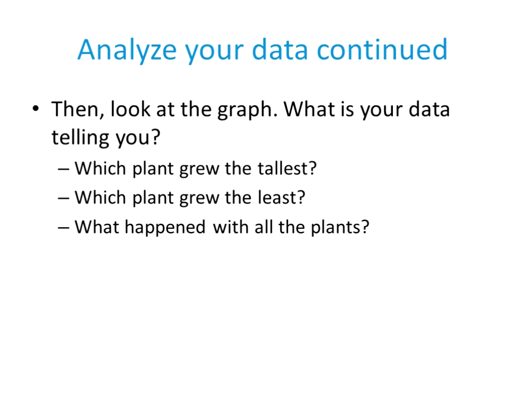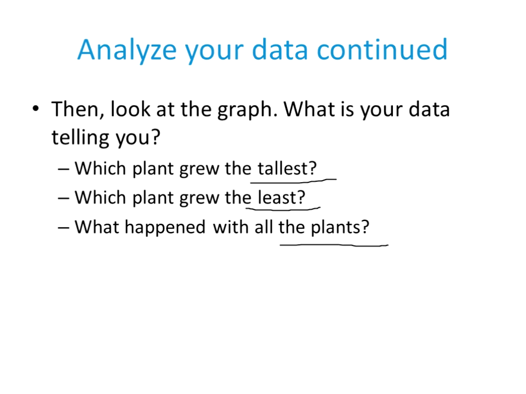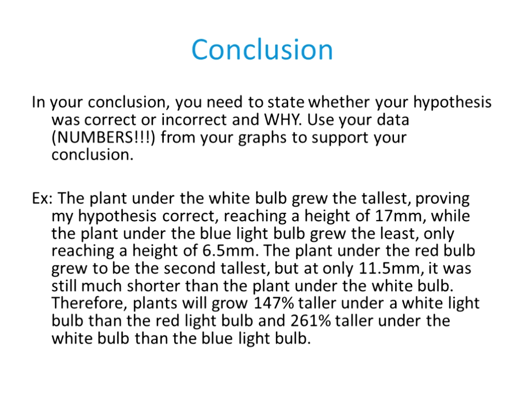So we already did this. Which plant grew the tallest? It was white. Which plant grew the least? It was blue. What happened with all the plants? Well, they all grew, so they all had some light, so they all grew some. Just different colors allowed plants to grow taller or quicker than others. So that's what we see there when we're analyzing our data. That's the next to last step of the scientific method. The last step and the sixth step is the conclusion.